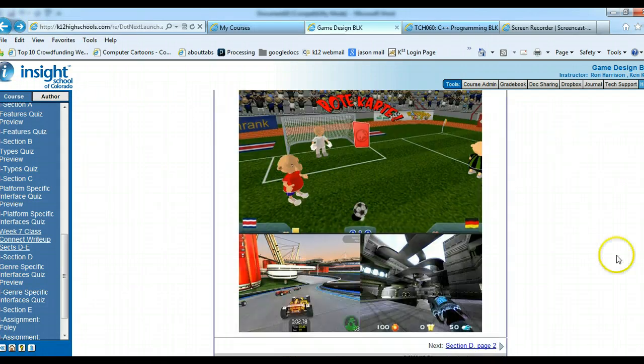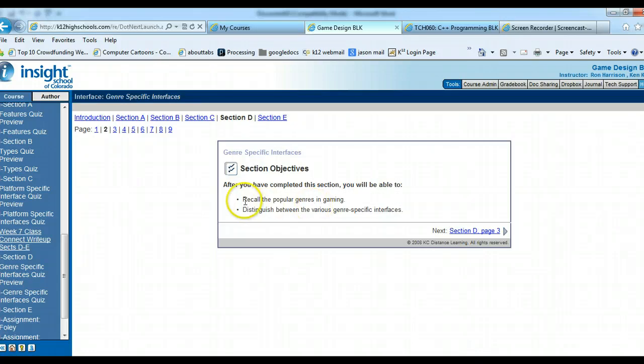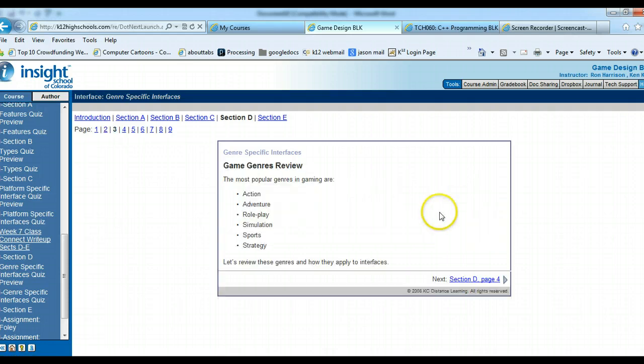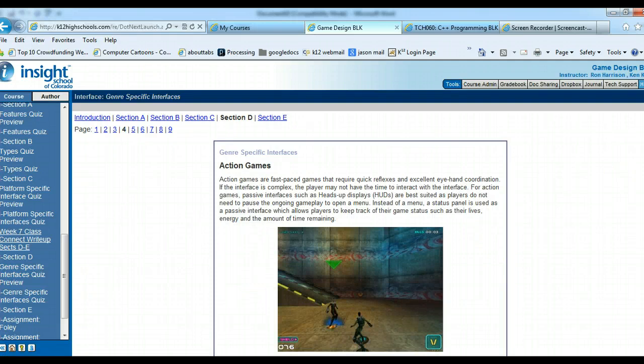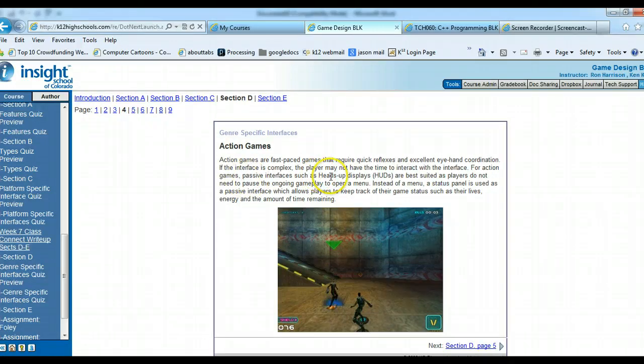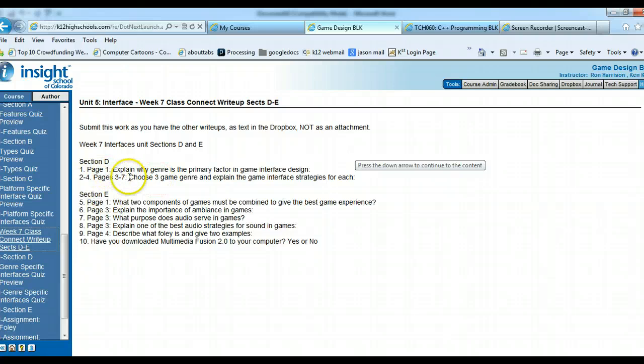And what this unit does is it looks at popular genres and distinguishes between the various genre-specific interfaces. Of course, you know the different genre, right? And what this unit does is it goes through each of those and talks about how the game interface is designed specific for that genre. So for this Class Connect write-up question, you're going to choose 3 different genre and explain the interface strategies for each.